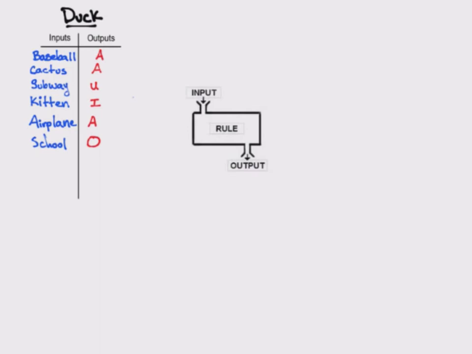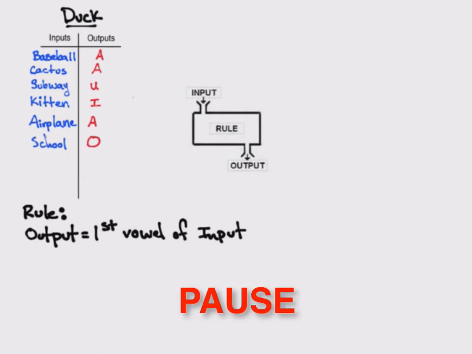Now, perhaps you've already figured out the rule for duck. And in this case, the rule is the output is going to be the first vowel of the input. All right, once again, let's have you try to make the mapping diagram on your own. Why don't you pause the video, draw the mapping diagram, then play it, and we'll reconvene.